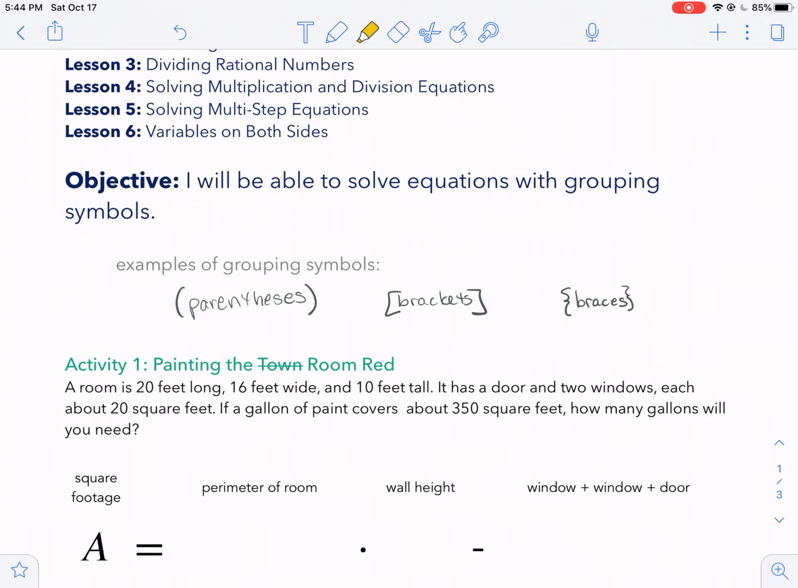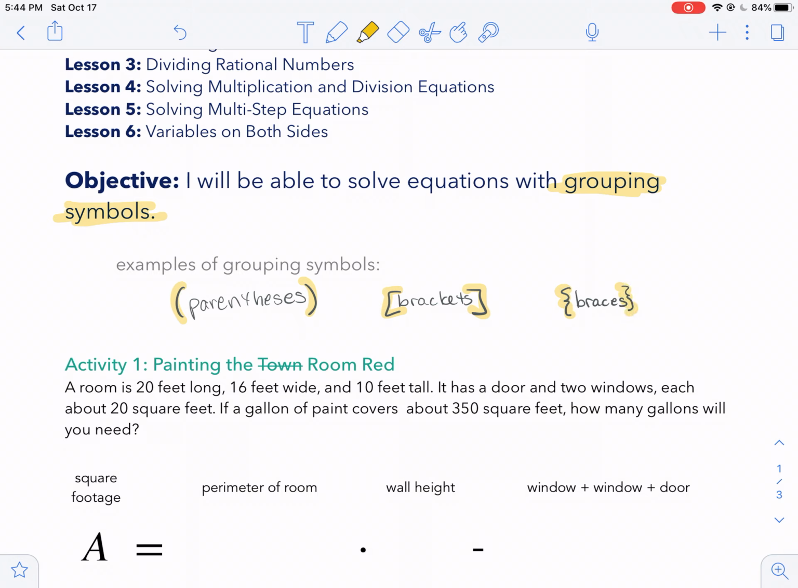And our key idea is to use what's in the grouping symbols. You want to simplify that first. That's going to be our key idea of the day. So check out what is in your grouping symbols first. Now we're going to put it into practice a bunch of times.